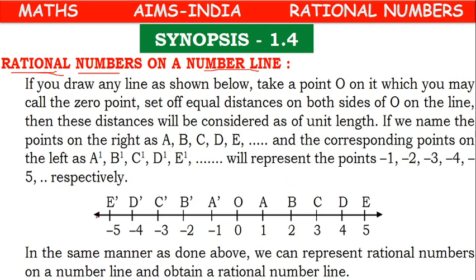First we have to draw a line as shown here. Then we have to take a point O on it. You may call it the 0 point. At the middle of the number line, we have to take point O whose value is 0, or it is considered as the 0 point.